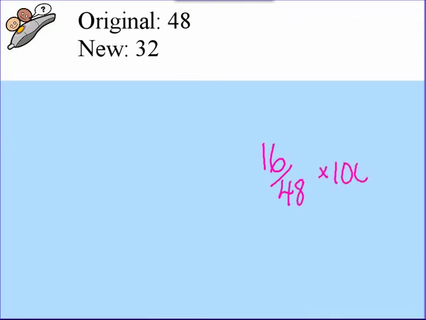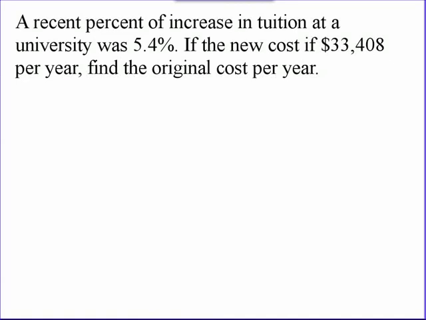All right, so the next one: a recent percent of increase in tuition at a university was 5.4%. So they're telling us our final answer was 5.4%. If the new cost is 33,408 per year, find the original cost per year.